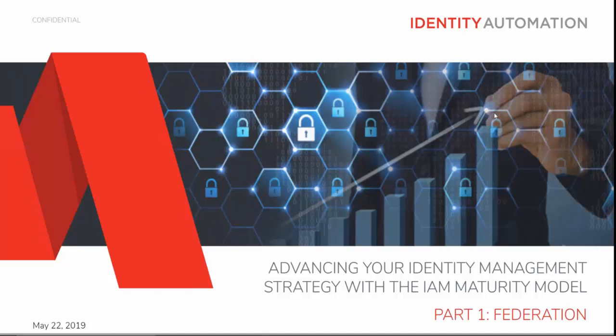Our presenters today are Principal Solution Consultant Greg Pearson and Identity Automation's founder and Identity Fellow Troy Moreland. Today's webinar, Advancing Your Identity Management Strategy with the IAM Maturity Model, is the first of a 7-part series, and we're going to be kicking things off with Federation. I'm now going to pass the controls and mic over to Greg to talk more on he and Troy's tenures at IA and the maturity model itself.